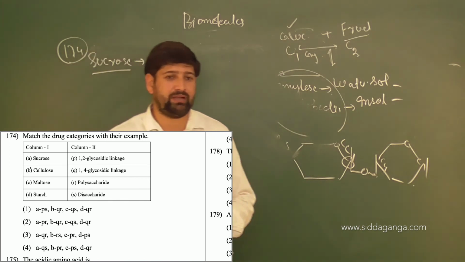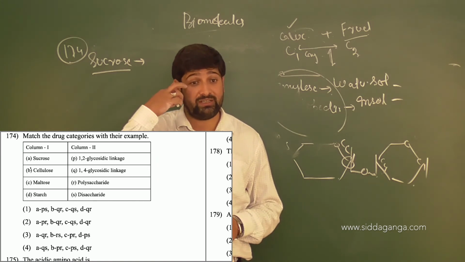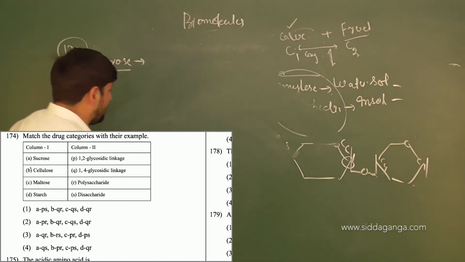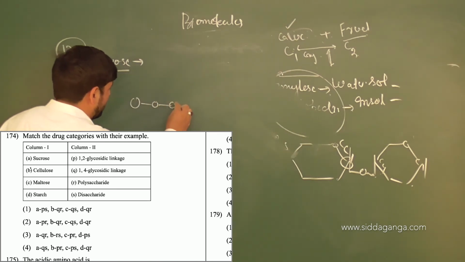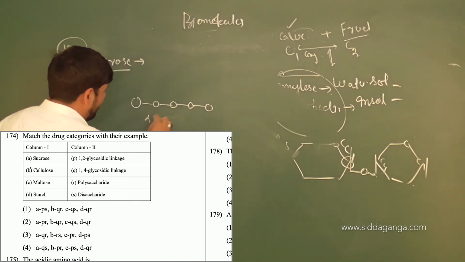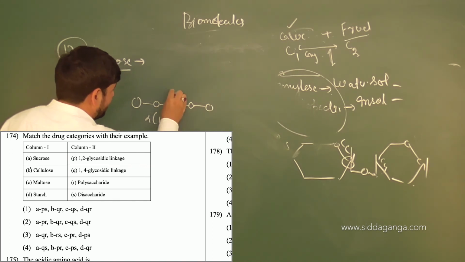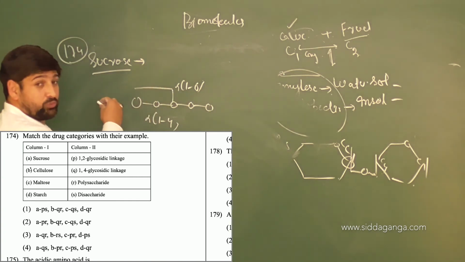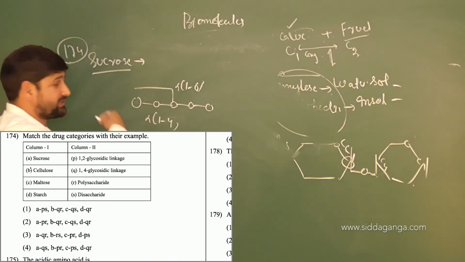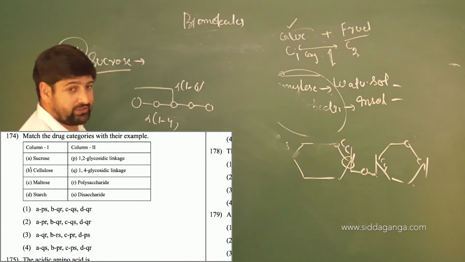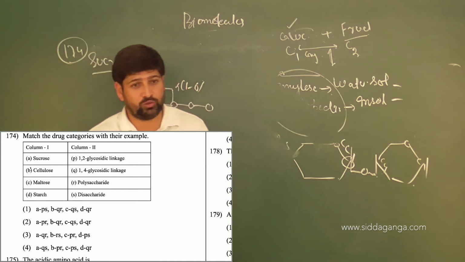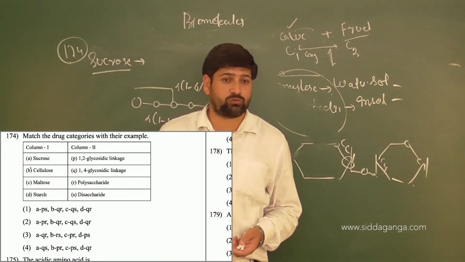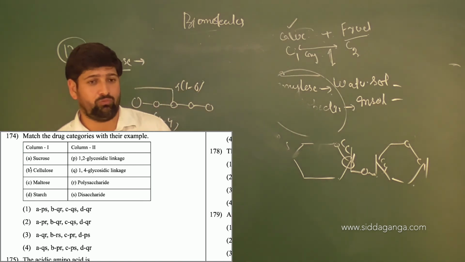What about D? D matches with obviously Q and R. What is D? Starch. Q is what? 1,4-glycosidic linkage, right? But it will be present in the amylose part. Which linkage? Alpha 1,4 link. And where the branch comes out, it is alpha 1,6 link. So amylopectin branches out at 1,6, and the amylose chain is 1,4 link. That's absolutely correct. So D matches with Q and R. So for the 174th question, correct matching is option 1 only.